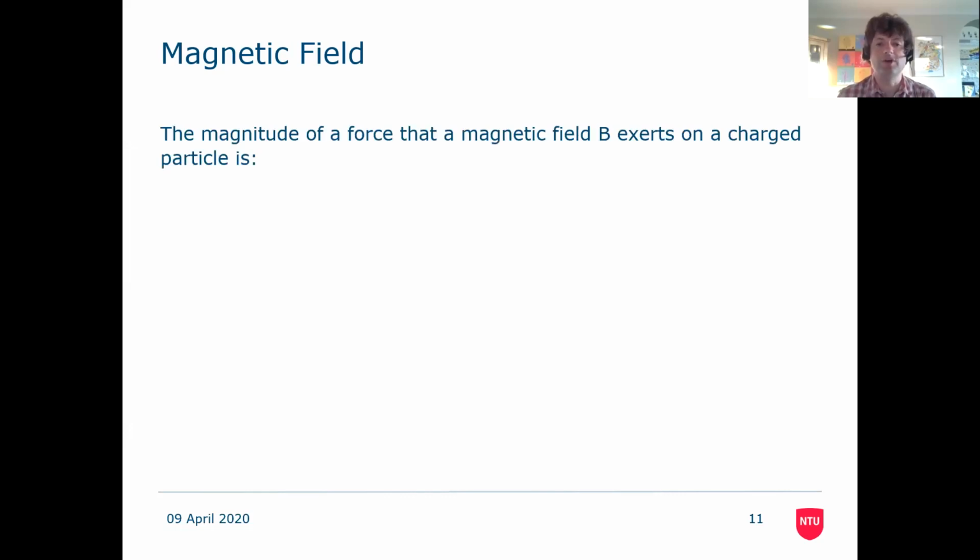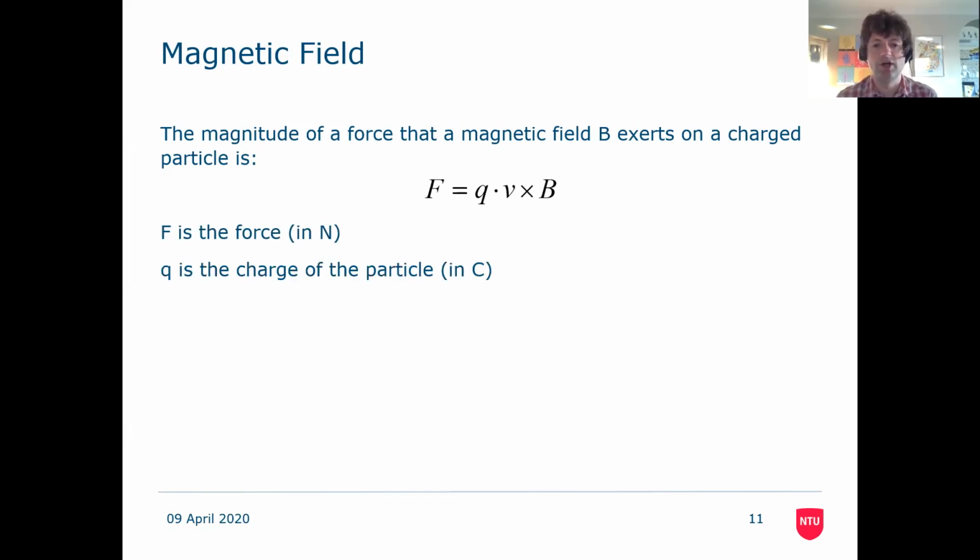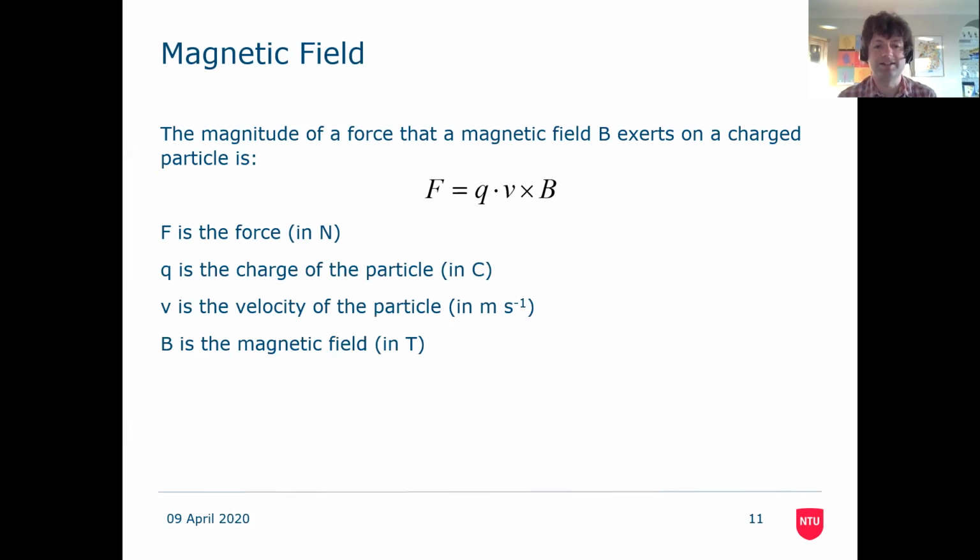The magnitude of the force that's experienced by a charged particle in a magnetic field is given by this equation here. F, the force in newtons, equals q, the charge of the particle in coulombs, multiplied by v, the velocity of the particle in meters per second. Then we've got the cross product with B, the magnetic field, measured in tesla.